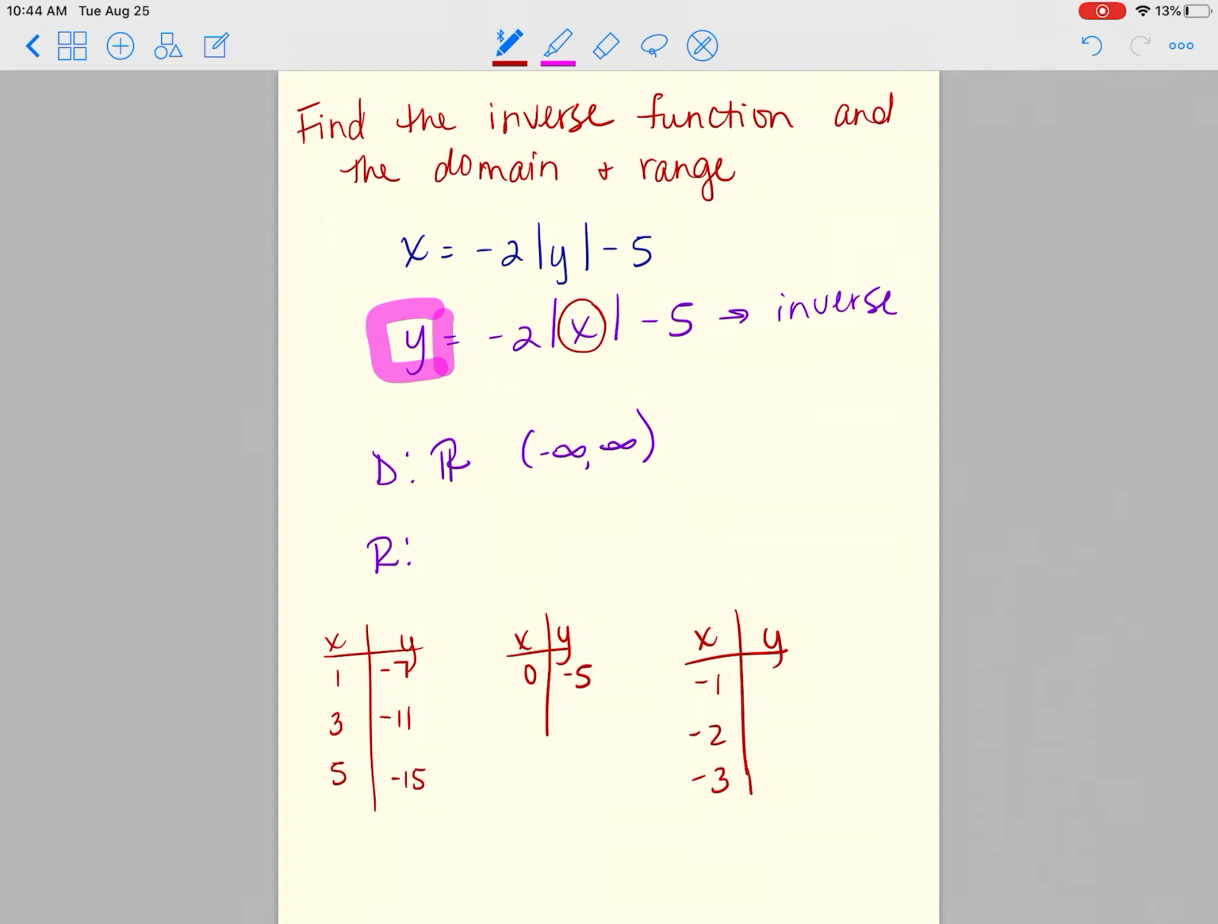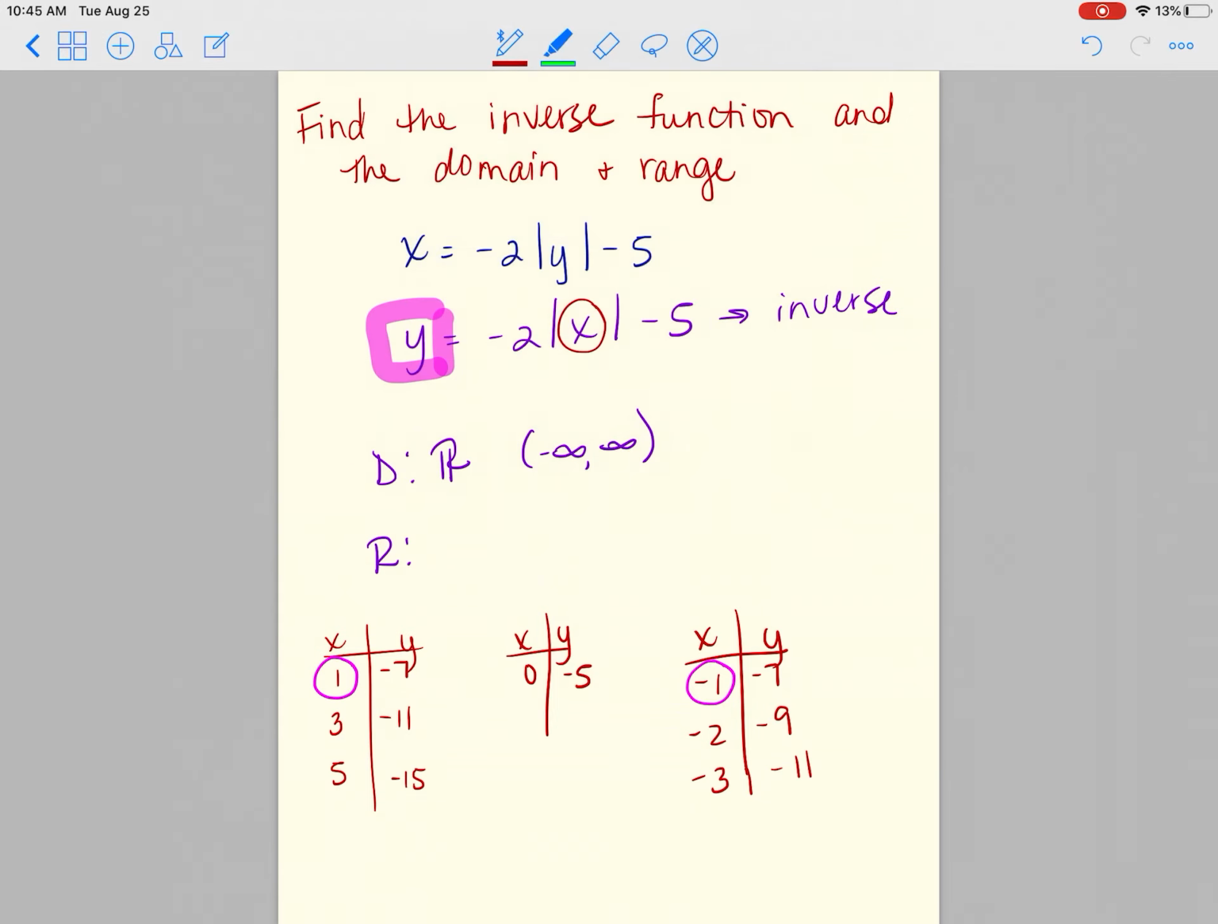Absolute value of negative 1 is positive 1, times negative 2 is negative 2, minus 5 is still negative 7. So even when I plugged in the negative, I got out a negative, because that absolute value changed that negative 1 right back into that 1 that I've already used. If I plug in negative 2, absolute value of negative 2 is positive 2, times negative 2 is negative 4, minus 5 is negative 9. Then if I plug in negative 3, absolute value of negative 3 is 3, times negative 2 is negative 6, minus 5 gives me negative 11.